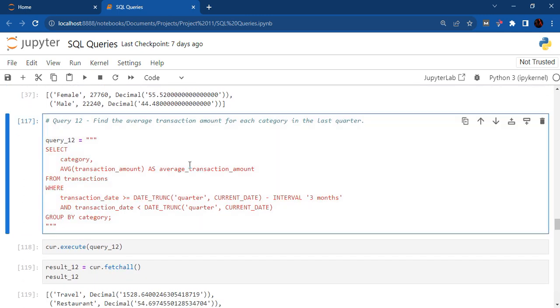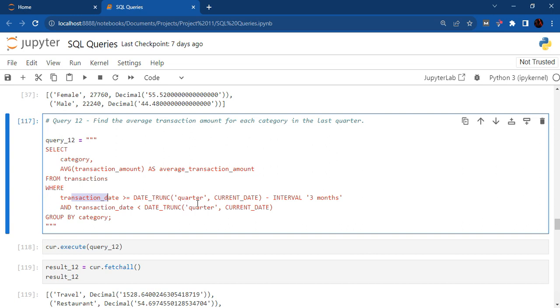Okay, the next one, we have to find the average transaction amount for each category in the last quarter. I select the category, then the average amount as average transaction amount, from the transaction table. Remember, I said we should find the average amount for each category in the last quarter. So we have to use extract again. Okay, sorry, extract is not needed here. We use date truncate on the transaction date. Make sure it's greater than.